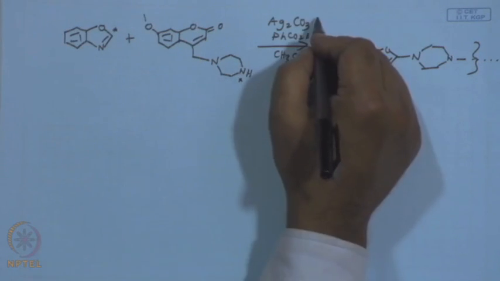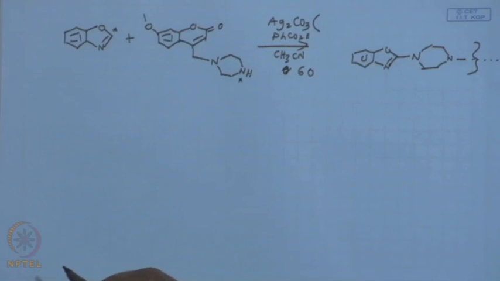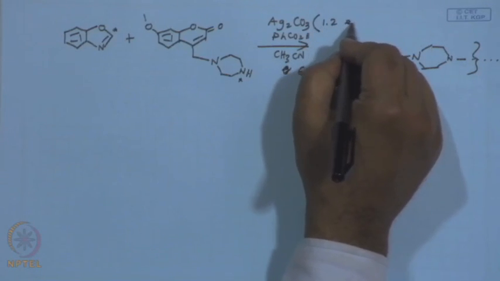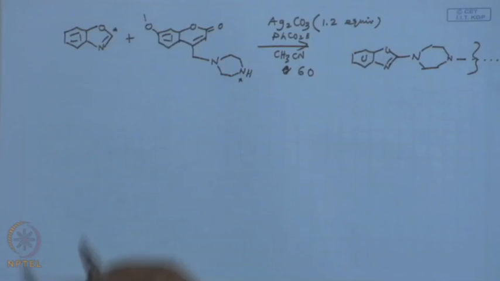But what is the role of silver carbonate? Silver carbonate in this case is the oxidant. So two hydrogens are getting eliminated. It is an oxidant and this equivalence is required.